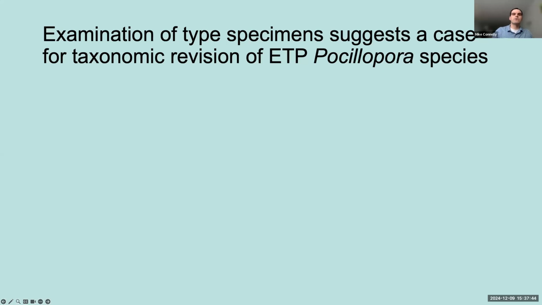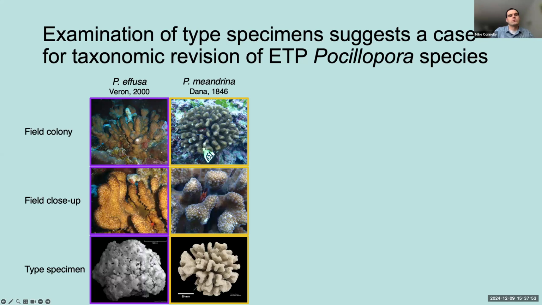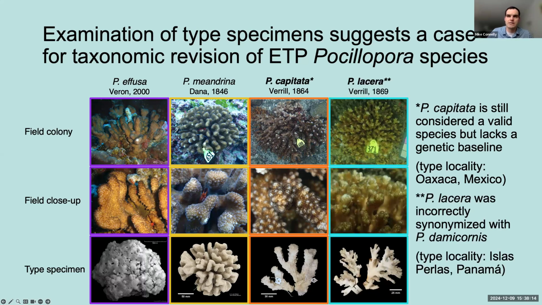And so taking this a step further, based on an examination of the type material from historical taxonomic work of Pocillopora in the region, we see that our field specimens of Pocillopora effusa and meandrina closely match the expected morphologies given the type specimen, whereas in clusters 3A and 3B and cluster 4, their morphology more closely matches the nominal species Pocillopora capitata and Pocillopora lacera, which were described from the Eastern Pacific, namely Oaxaca, Mexico, and Islas Perlas in Panama. And we believe that the genetic divergence we see in the genomic data and their close correspondence to the morphology of these type specimens suggests that there could be a case for revising the taxonomy of Eastern Pacific Pocillopora based on these.